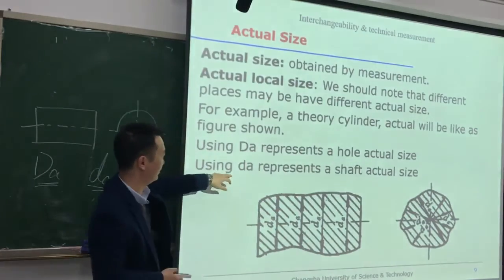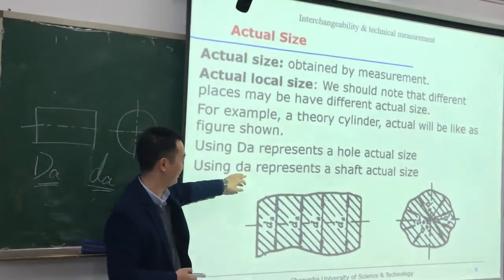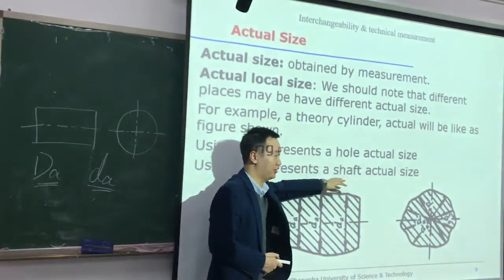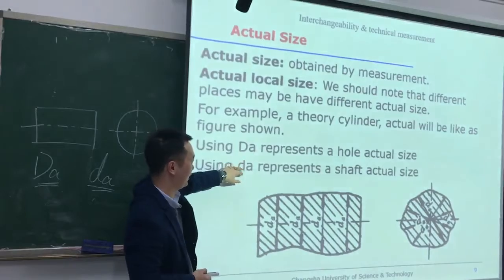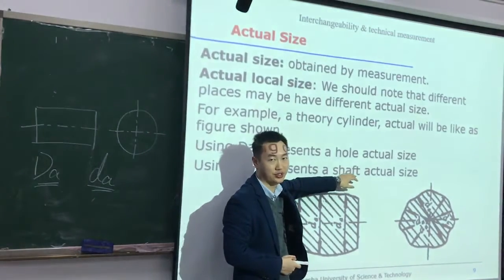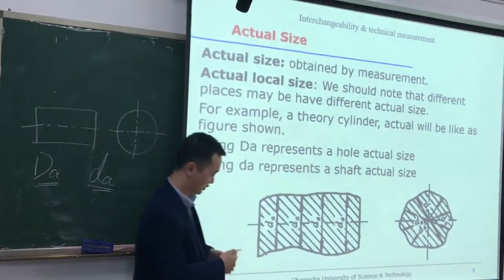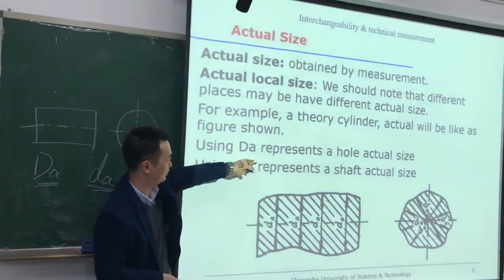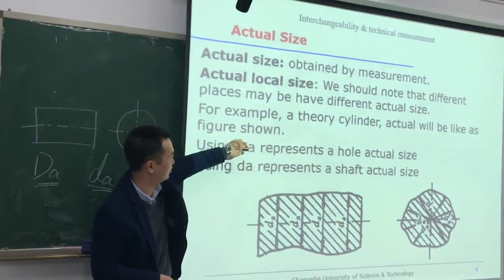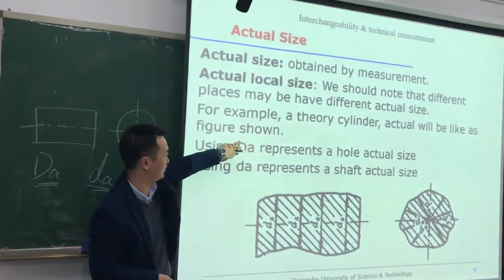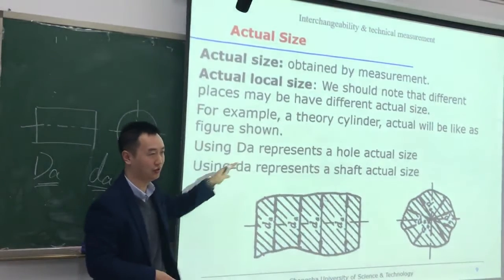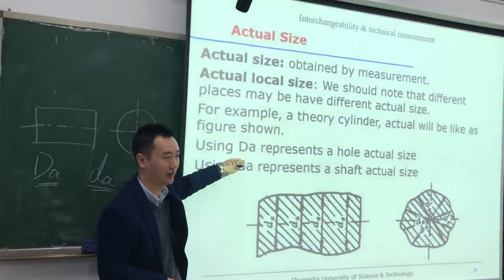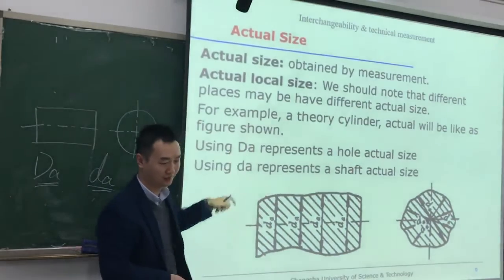Okay, and we use the lowercase d to represent the shaft. When we use a lowercase, it's always associated with a shaft. Okay. So in a while, when we talk about these two symbols, you should know what they mean.